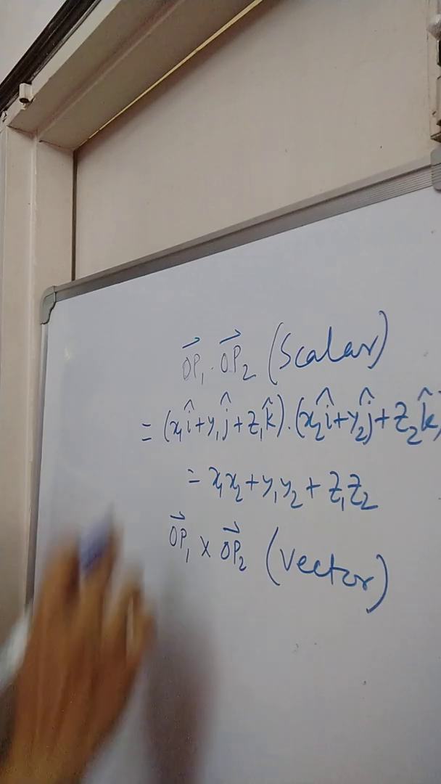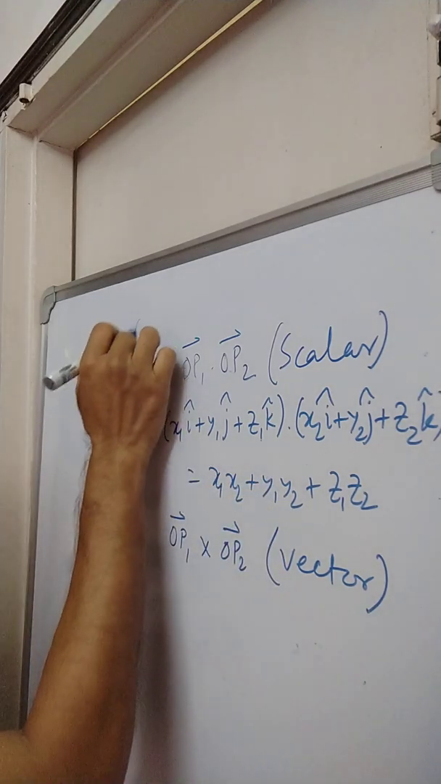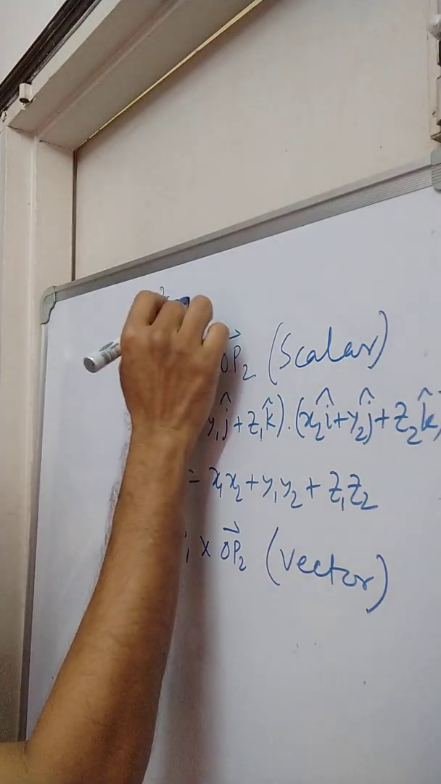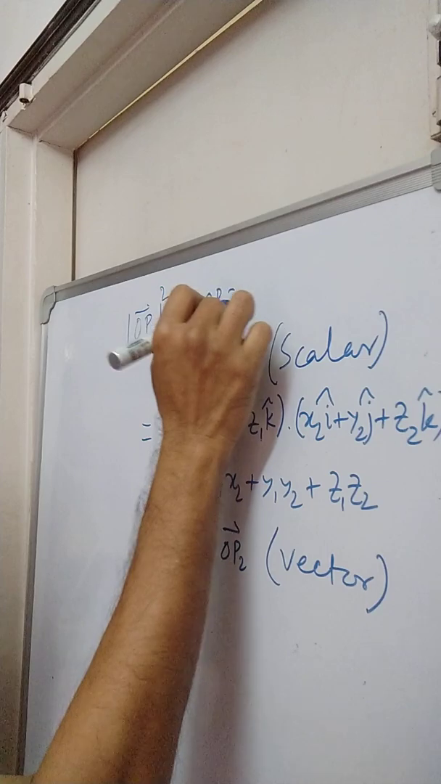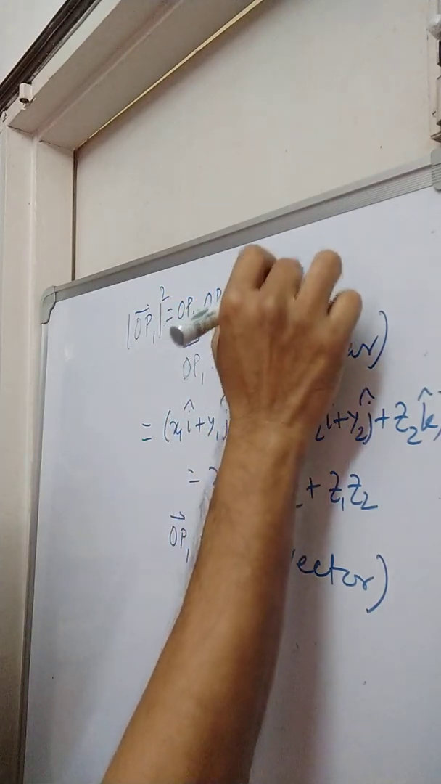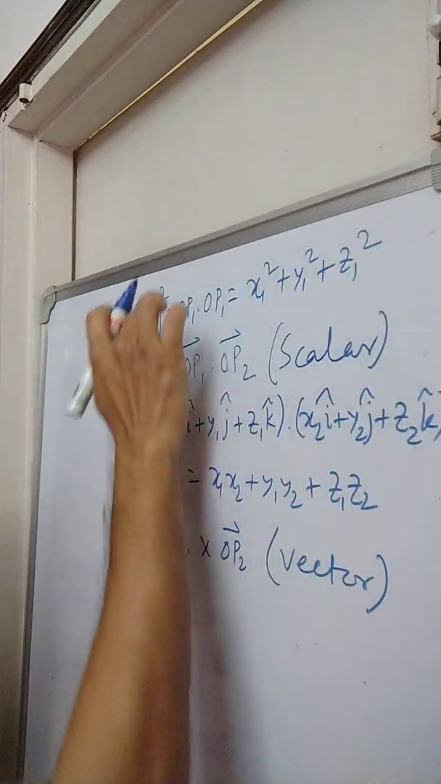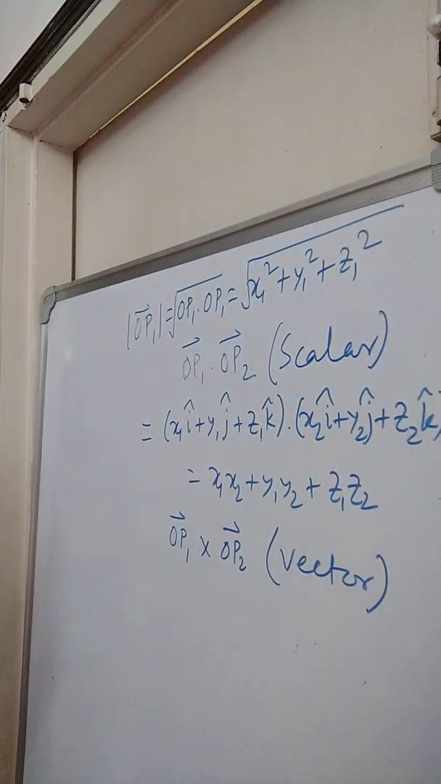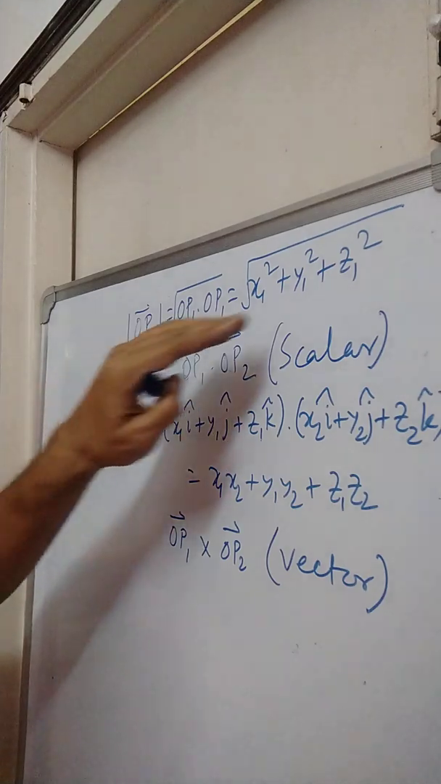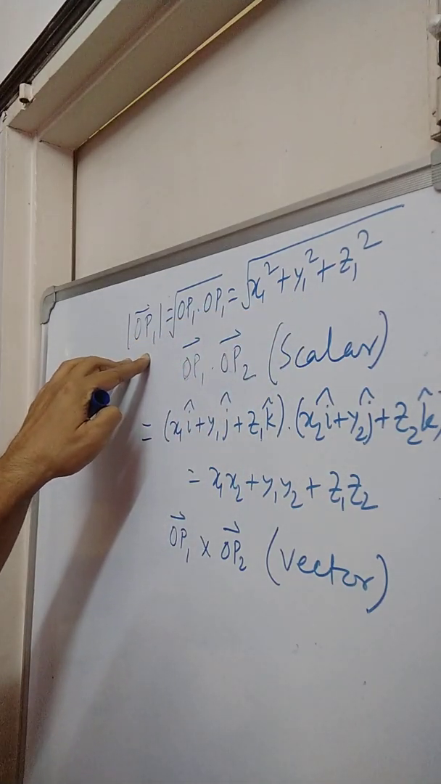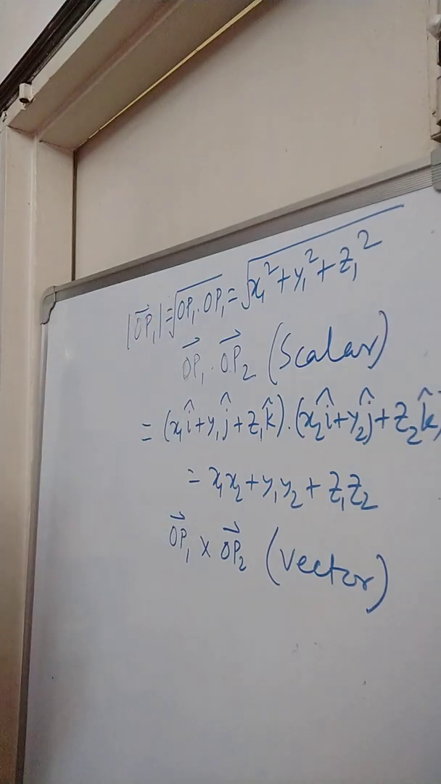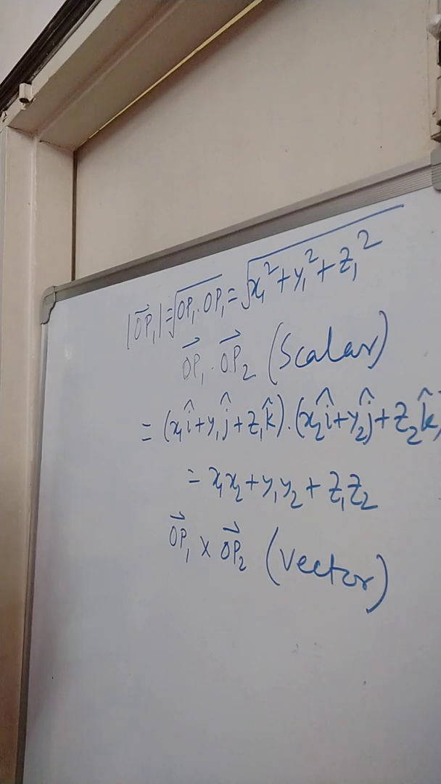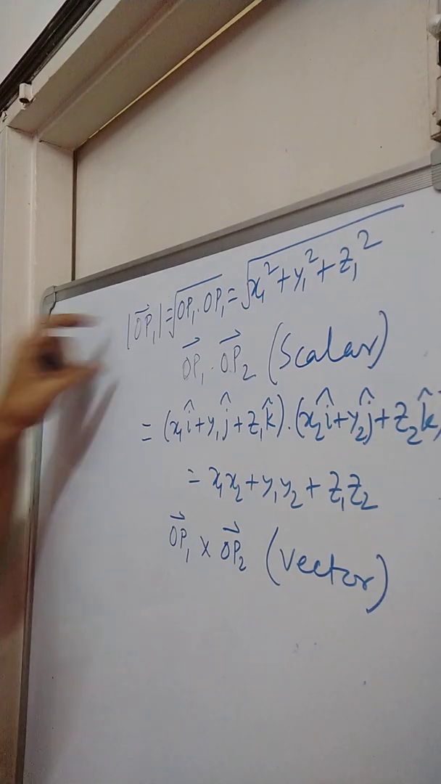And a very simple corollary from this definition is that OP1 square will become OP1 into OP1, and that comes out to be x1 square plus y1 square plus z1 square. Obviously, it is the length of the vector, as we all know, isn't it so? Modulus of OP1. This is a corollary of this. So, scalar multiplication is defined to measure the length of the vector.